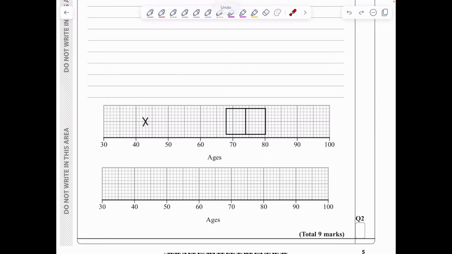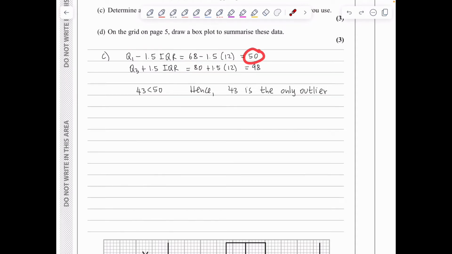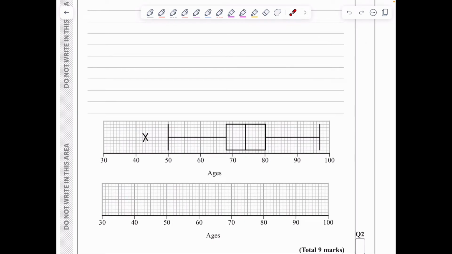So the box is here. It's the lower quartile at 68, the median at 74, and the upper quartile at 80, and we then draw the whiskers. So on the right hand side we go up to 97, which was indeed the maximum age observed, and on the left hand side I'll go up to 50. 50 was the theoretical limit we calculated in part C. This was the limit calculated here. So I'm using the left whisker here up to the theoretical limit.